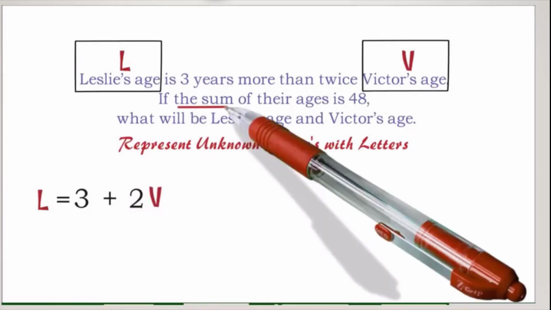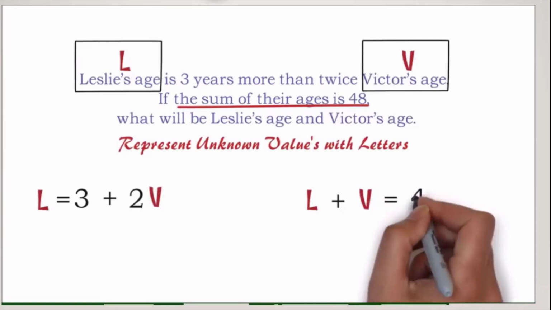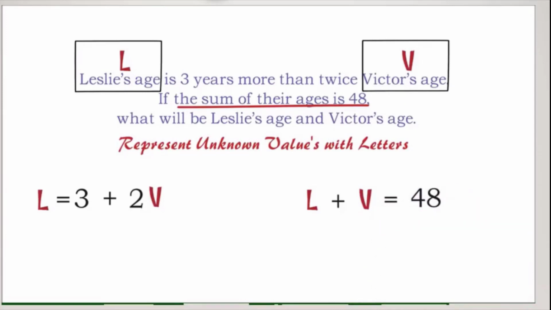Next, we are told that the sum of their ages is 48. We know that sum is addition. We are adding their ages, so we have L plus V is 48, which is the same as L plus V equals 48. Now we've been able to set up the word problem. We are going to use substitution to solve it. I will label this equation 1 and label this equation 2.